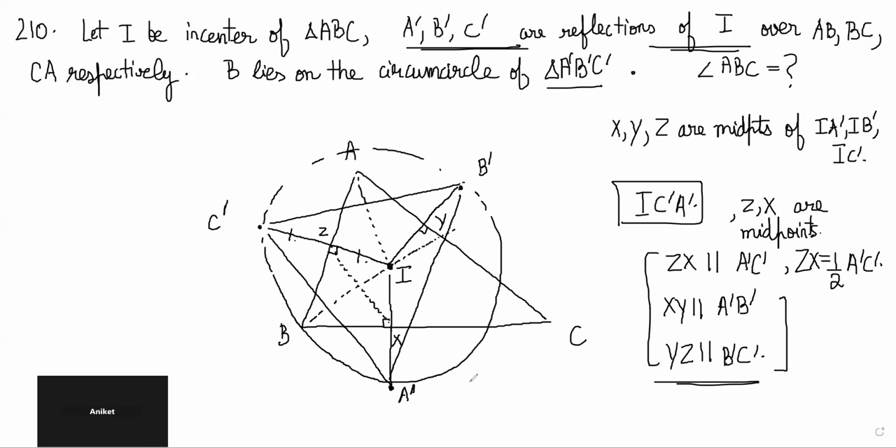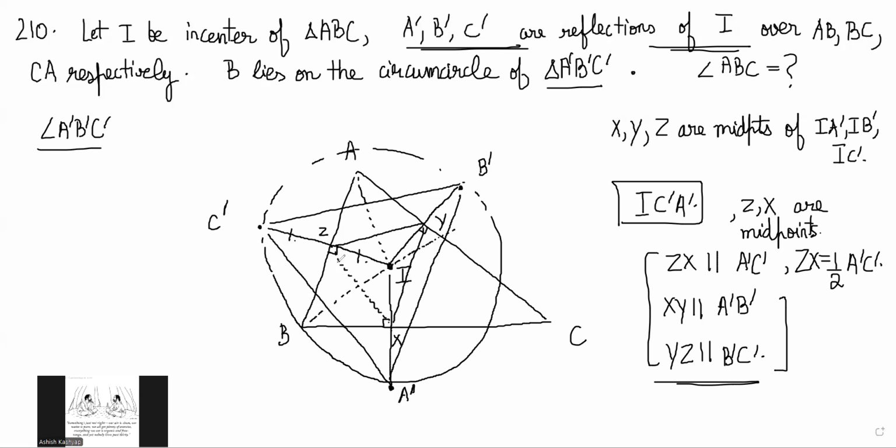Now, if I look at angle A'B'C', basically this angle, that angle will be equal to angle XYZ, similar triangles there. All the sides are parallel and sides are half in length, right? So this triangle is similar to triangle XYZ. So this angle should be equal to angle XYZ, right? Is everyone understanding what I'm saying?